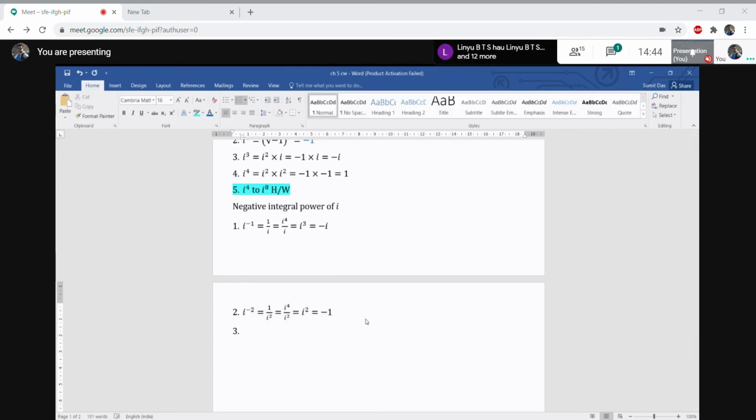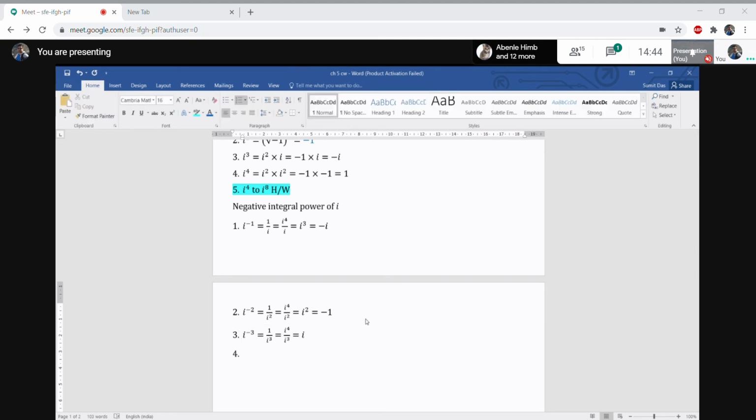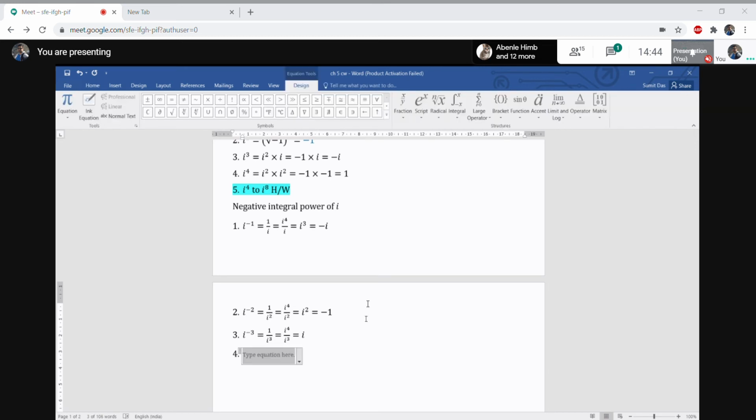And then we can find i to the power minus 3, which is equal to 1 by i to the power 3. If you simplify this one, same thing will come, i cube. So answer is i. Then i to the power minus 4, which is equal to 1 by i to the power 4, which is equal to 1 divided by 1.